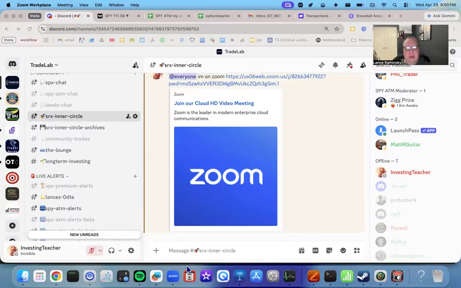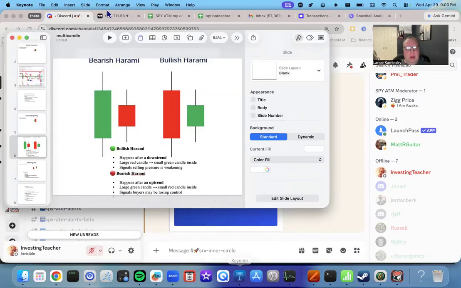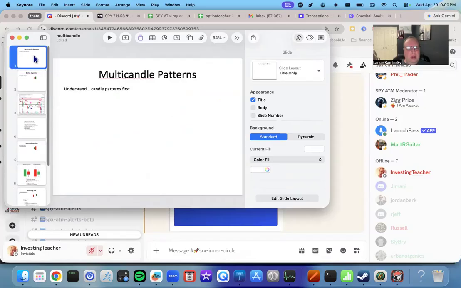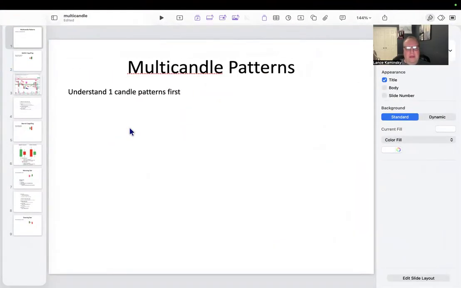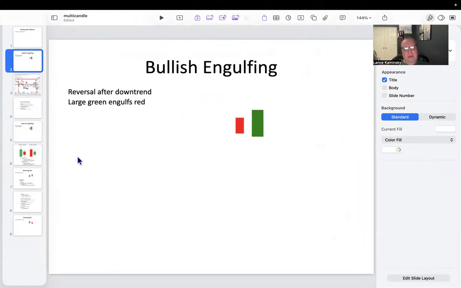Make sure you watch the last video from last month on the single candle setups. It ties into what we're going to talk about. Made a presentation here and then I'll show some examples. All right, so here we have multi-candle patterns. And make sure you understand the one candle pattern first because that ties into multi obviously.